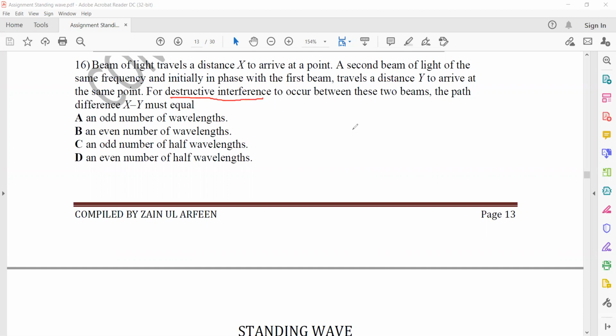As we need a destructive interference between x and y, the path difference should be lambda by 2, or we can say 1 lambda by 2, 3 lambda by 2, 5 lambda by 2, 7 lambda by 2. So this is the odd number, 1, 3, 5, 7. So it should be an odd number of half wavelengths. So C will be the right answer for question 16. Is it clear?